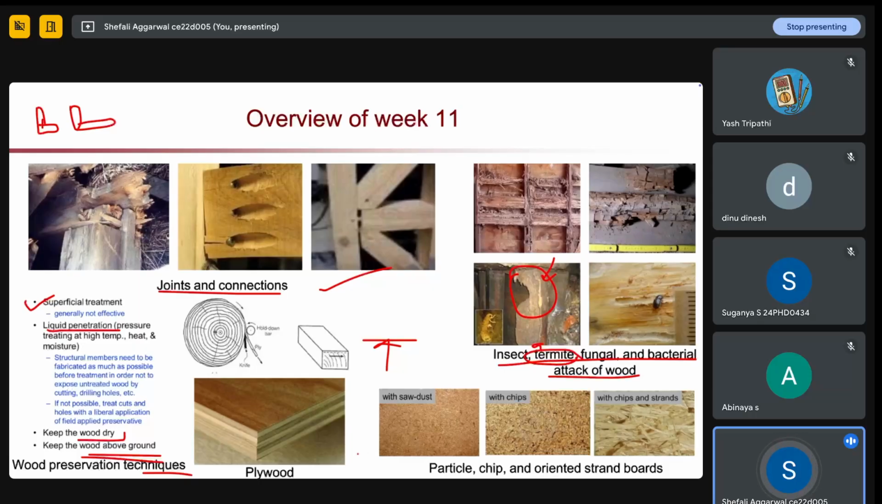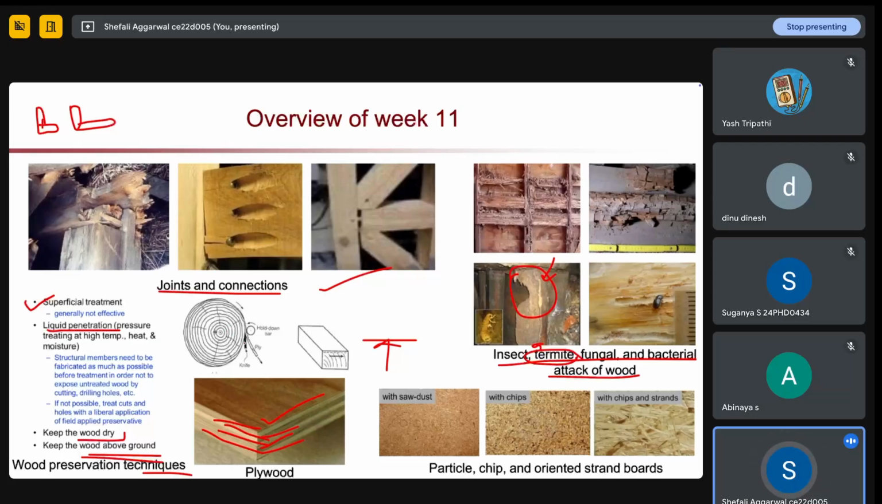So the last thing is what are the different types of wood products. Most commonly used is plywood. Plywood is also called a laminar type layer, thin sheet laminar. I forgot that exact name. So it is also called laminar type of timber or wood.